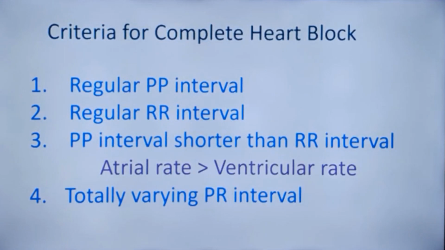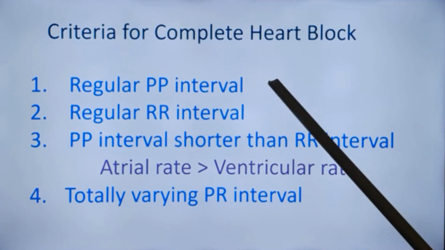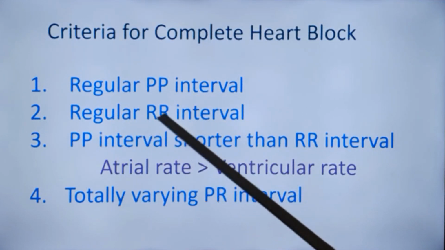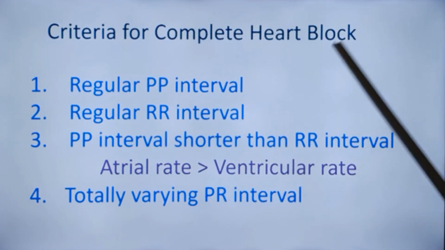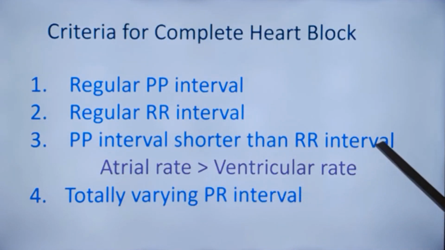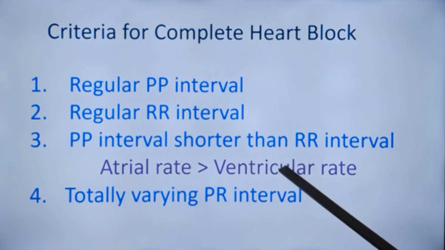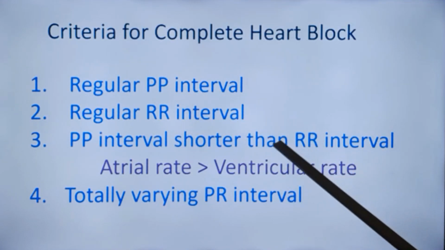the ventricles. That brings us to 4 simple criteria which are needed for the diagnosis of complete heart block on the ECG. Regular PP interval. We have seen in the ECG that the PP interval is regular. Regular RR interval, that also we have seen. ECG had regular RR interval. And PP interval shorter than RR interval, meaning that atrial rate is higher.